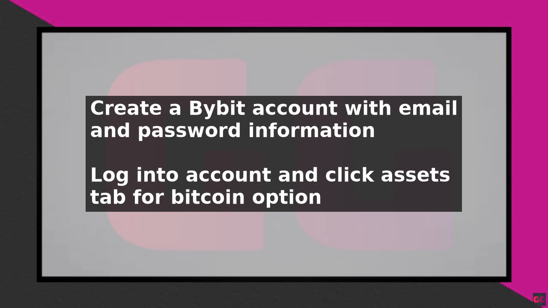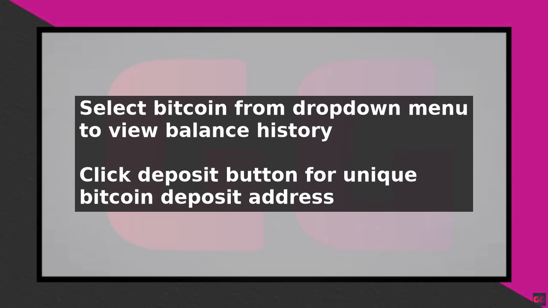To deposit Bitcoin into your Bybit wallet, click on the Deposit button and you will be given a unique Bitcoin deposit address. You can use this address to send Bitcoin from an external wallet or exchange. Make sure to only send Bitcoin to this address, as sending any other type of cryptocurrency may result in loss of funds.